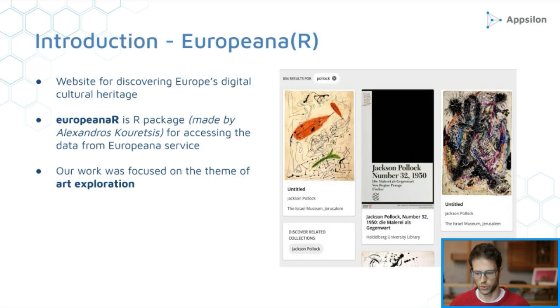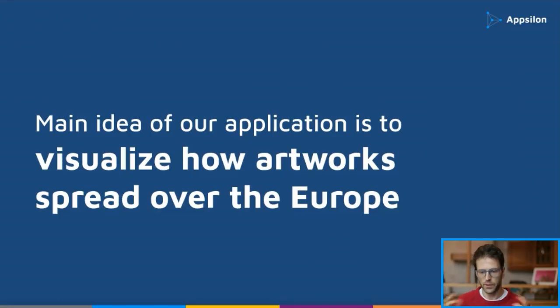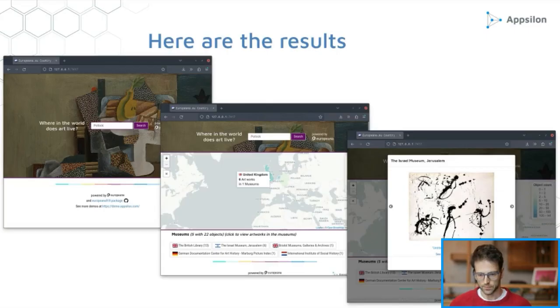And our work during this week on the App Sprint was to create a dashboard focused on the theme of art exploration. So the main idea of the application and of this dashboard is to visualize how artwork spreads over Europe. For that, we created a search engine. This search is based on the artists, so we can look for Jackson Pollock, René Magritte, Pablo Picasso, and so on, to figure out where the artworks are, how the artwork is spread across Europe.